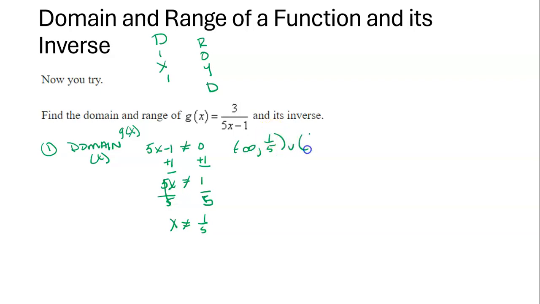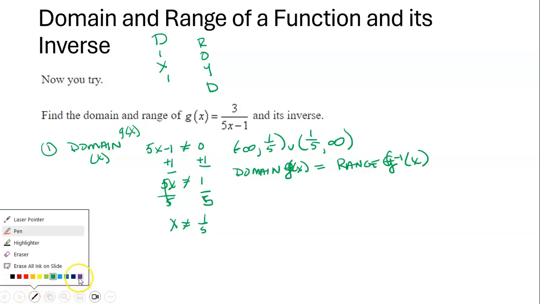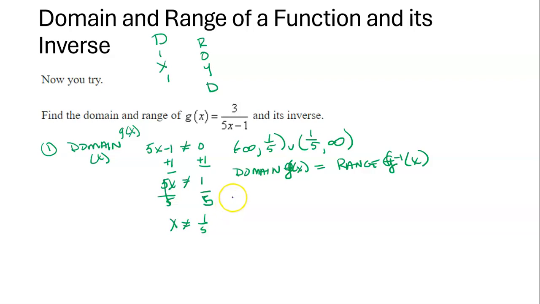1/5 to infinity, my bad. So the domain of g of x is equal to the range of its inverse. I'm going to pretend this is g. It really doesn't matter what you call it, but that's okay. And I'm going to change colors. So I need to find g inverse of x.